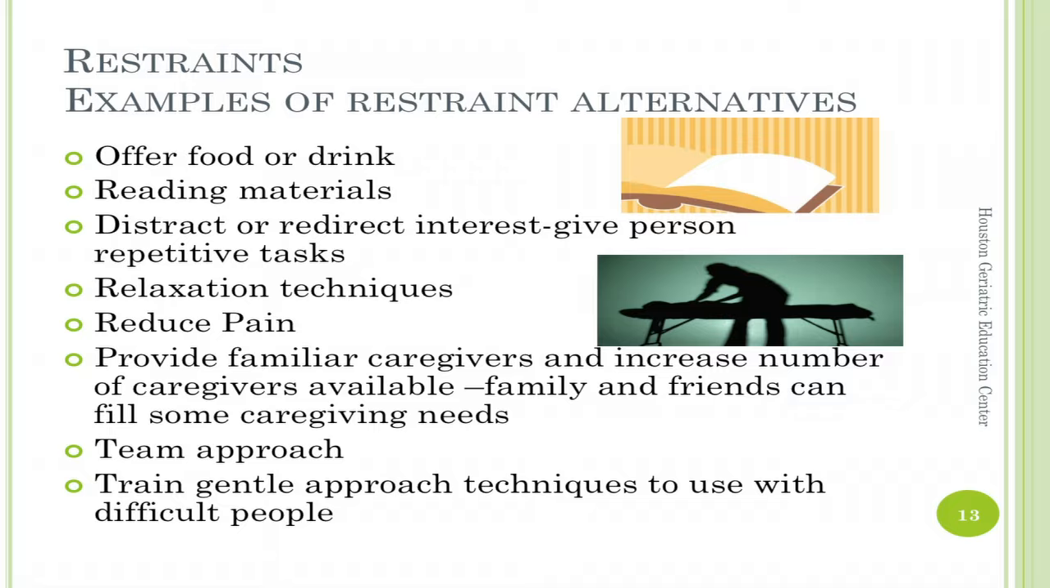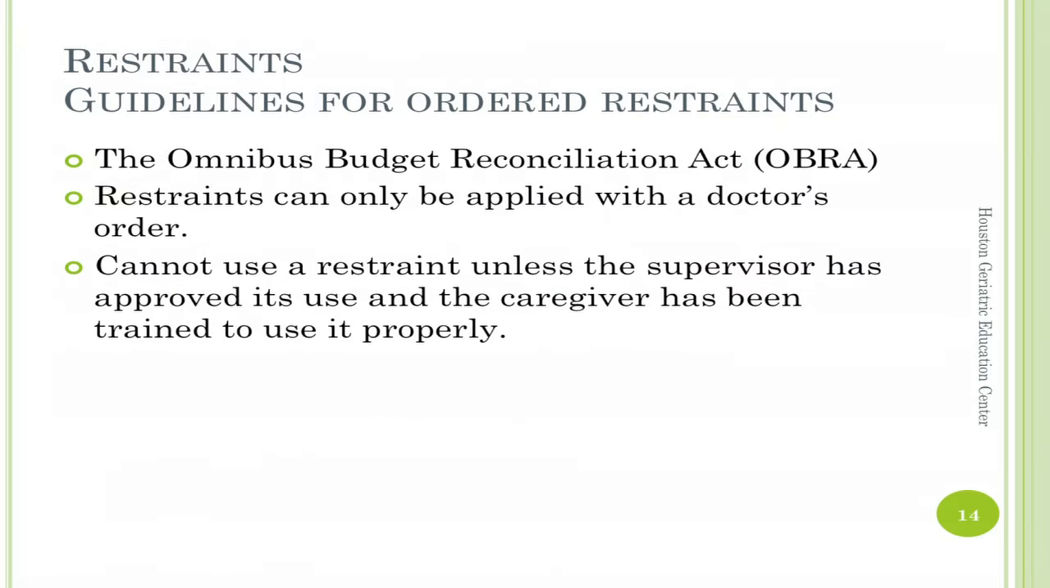The restraint guidelines: restraints may be used, but the Omnibus Reconciliation Act has given very strict guidelines for the application and use of restraints. The restraints can only be applied with a doctor's order, and we cannot use restraints unless the supervisor has approved their use and the caregivers have been trained in the appropriate use of these restraints.